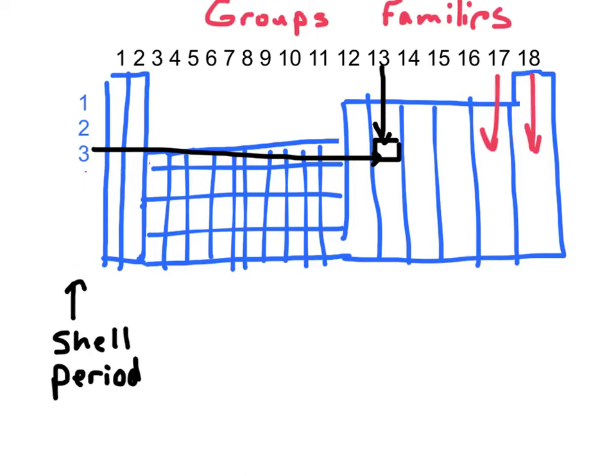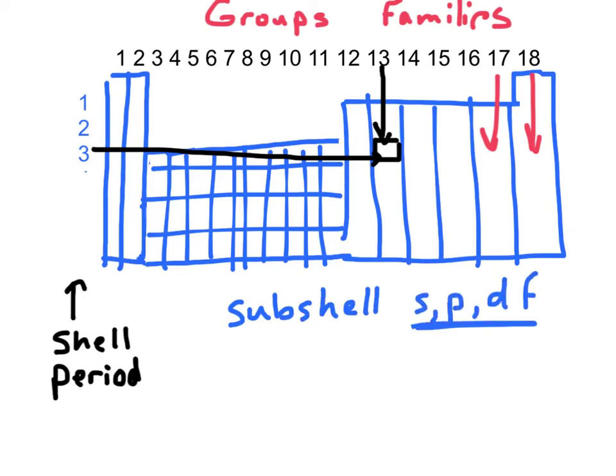Remember also that when they talk about shell, they also talk about the subshell, and we talked about those earlier. The subshells are the S, the P, the D, and the F. So make sure you don't get confused between shell and subshell. Shell is the number of that row, and remember that row does change as you get to the D. It becomes the 3, the 4, the 5, and the 6, and when you go down to the F, it's the 4 and the 5. So remember that.